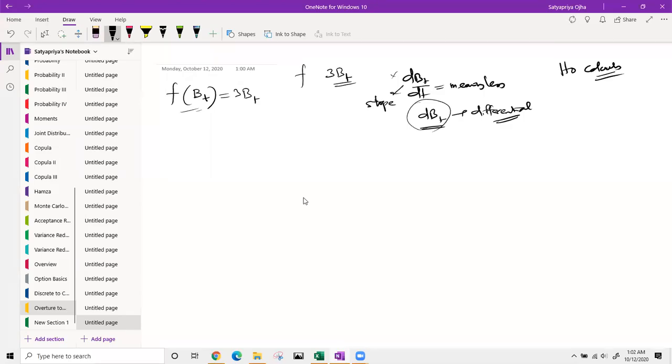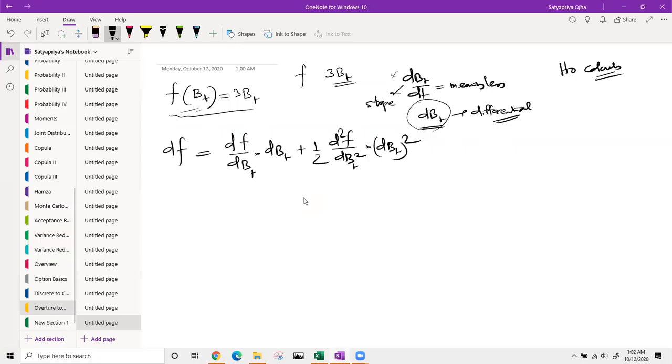All right, so let's find the differential of this function, df. What will df be? Use the Taylor series. This is just B_t. So df equals the derivative of f with respect to B_t times dB_t, plus half times the second derivative with respect to B_t times dB_t squared. Other terms we can forget about.